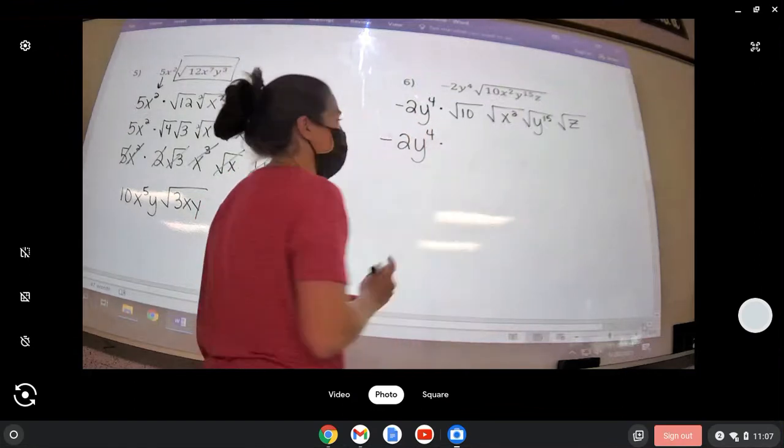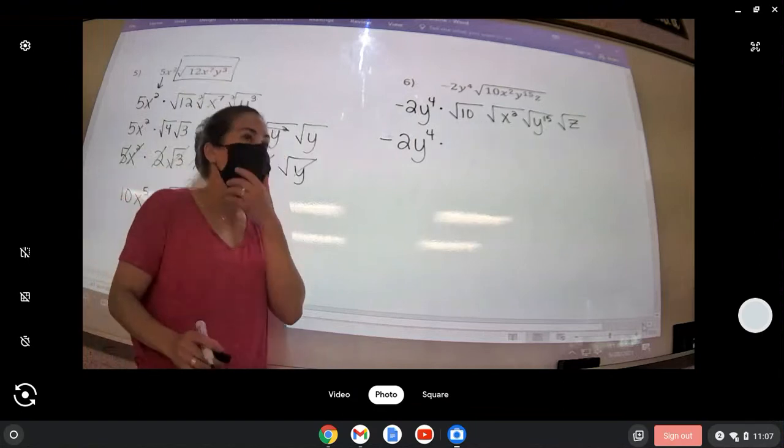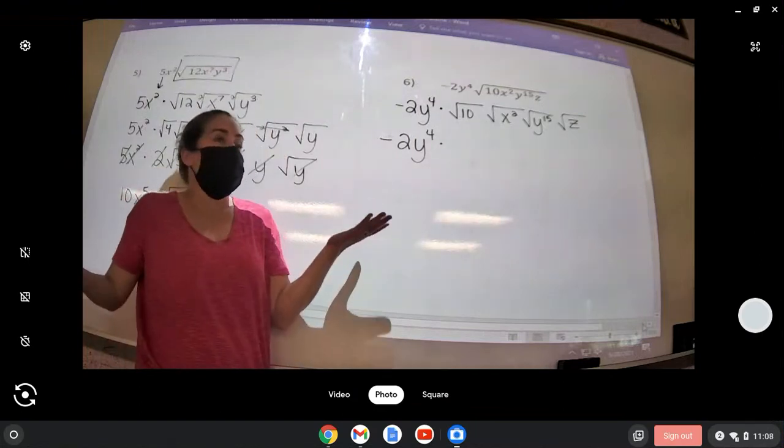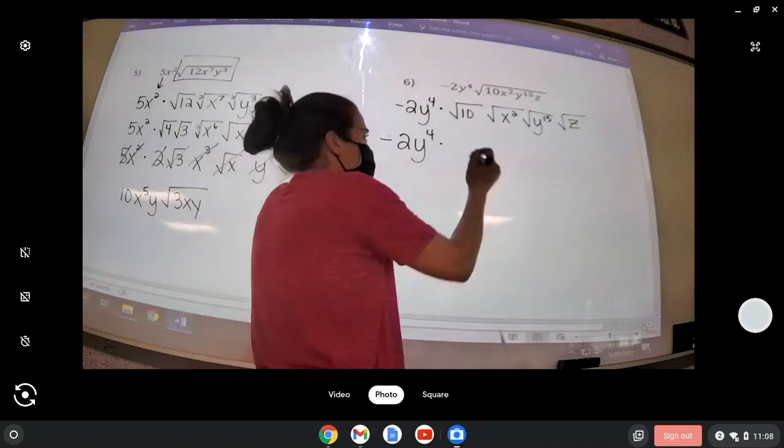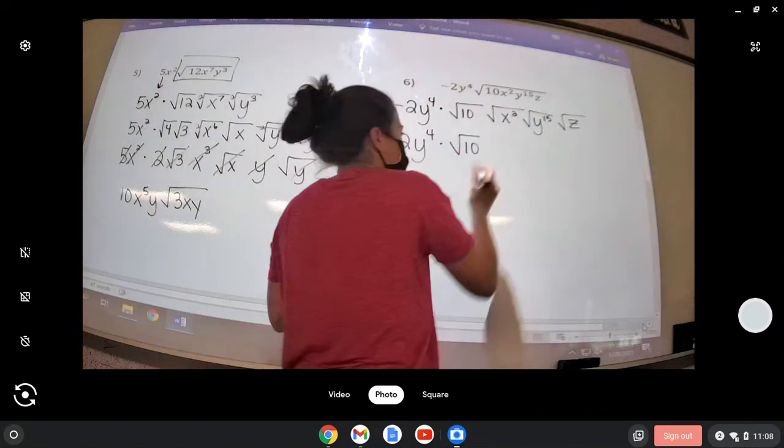All right, we got the square root of 10. Guys, no perfect squares divide evenly into him. That's beautiful. It's less work for us. We're not going to be able to break anything free. The square root of 10 has to stay.